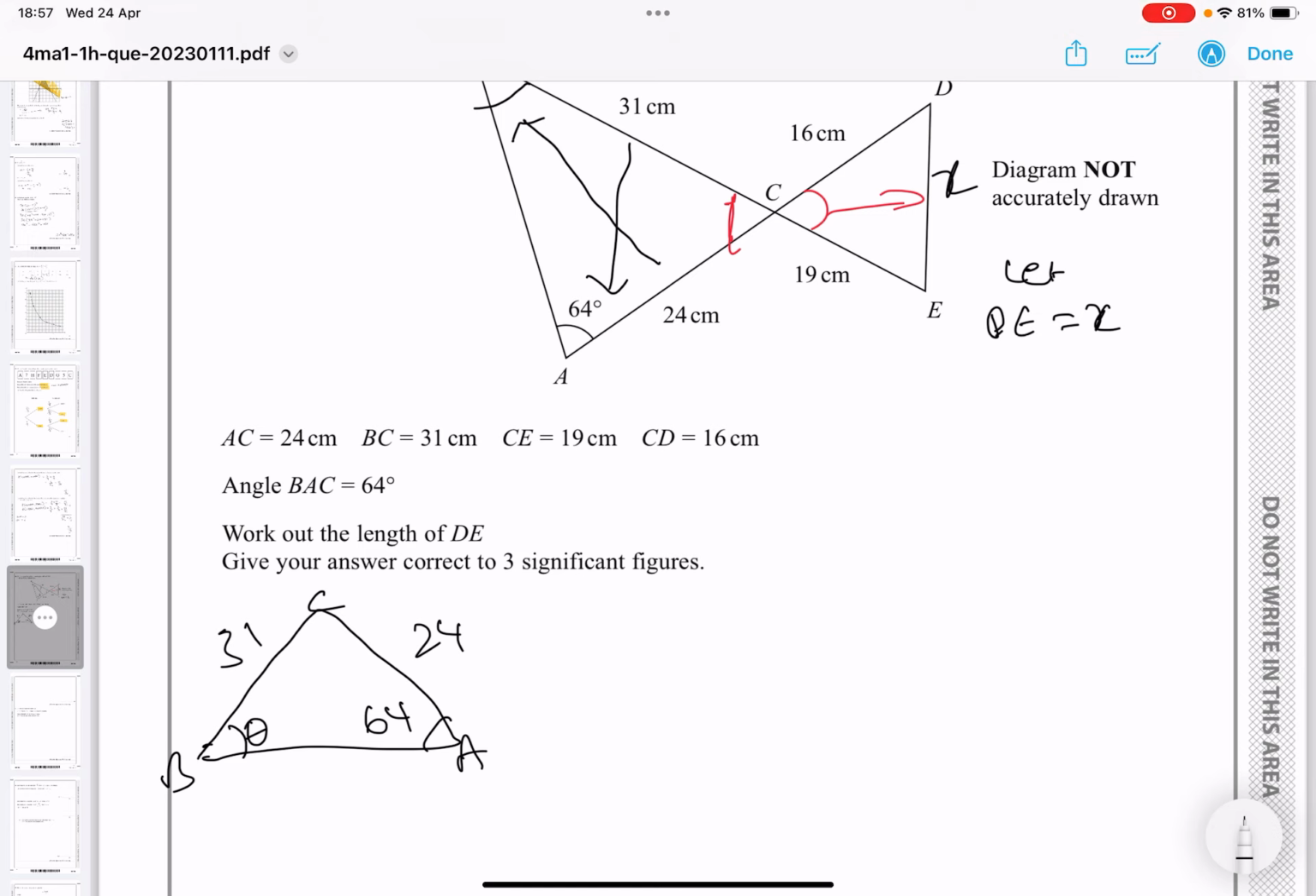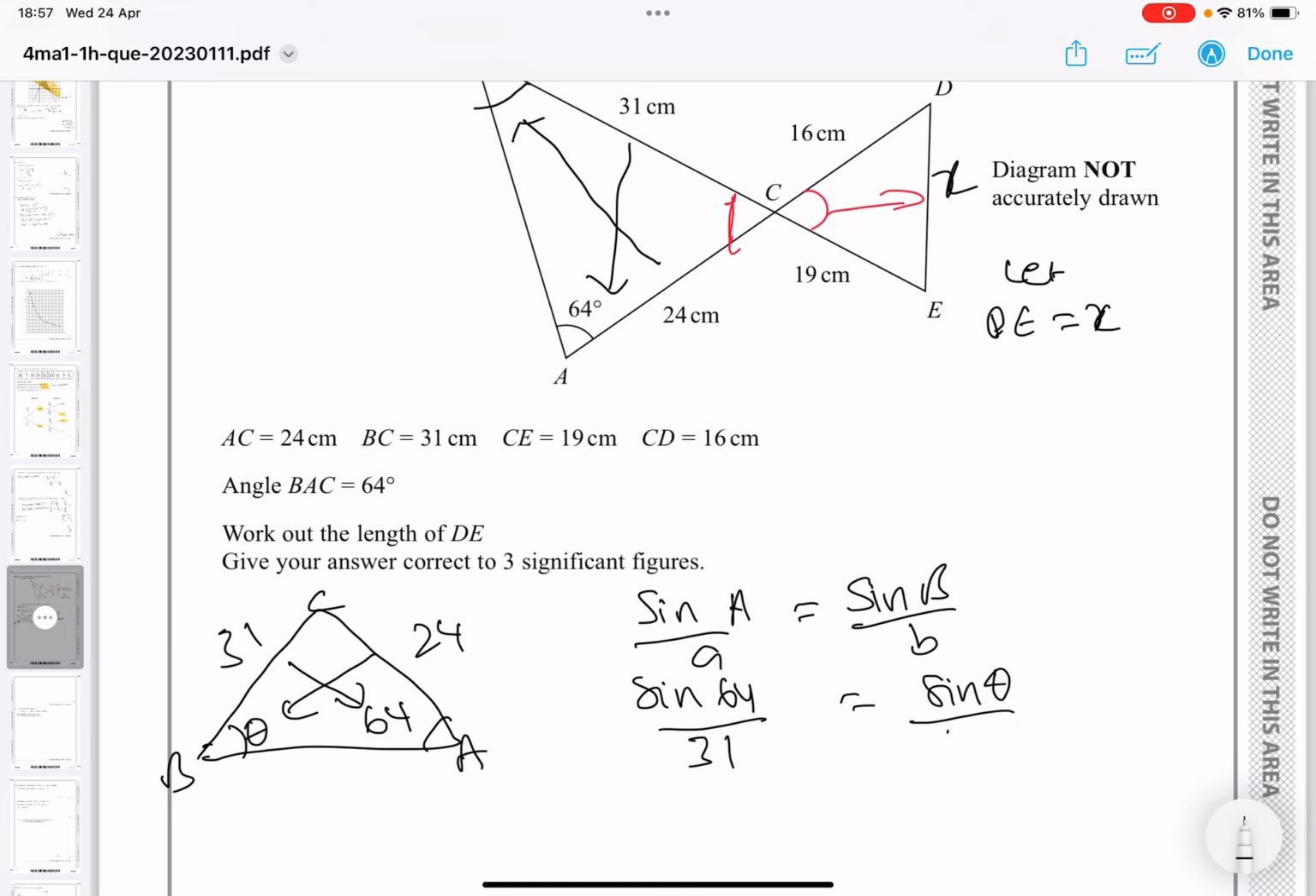So the sine rule states sine A over a equals sine B over b. They've given you that formula in the formula booklet. So sine 64 over 31, because those two are opposite, equals sine theta over 24. And now we can work out theta. Just plug it into your calculator.